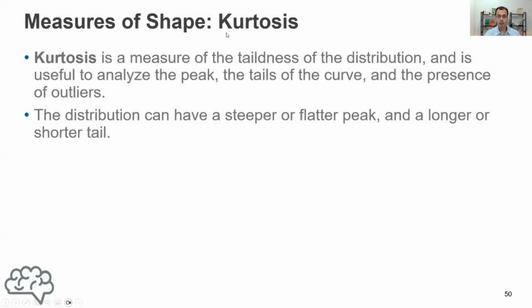Now, consider the case of the kurtosis. Kurtosis measures the tailedness of the distribution, and it's very useful to analyze the peak, the tails, and the presence of outliers. Overall, the distribution can have a steeper or a flatter peak and a longer or shorter tail. Let's have a look at it.